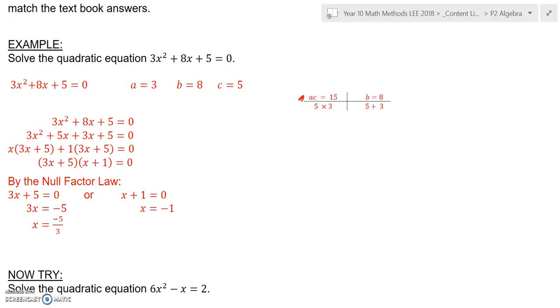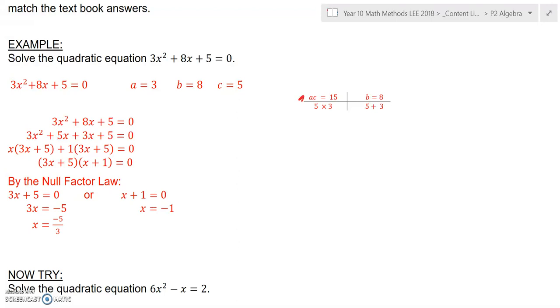Don't forget, you should always check first to see if you can take out a highest common factor before you get started, but in this case, there's none that would work for us. So we're looking for terms that multiply to give us 15 and add to give us 8, and it happens to be the coefficients a and c in this case. It won't always be the case. So we can actually use those to start factorizing this equation.